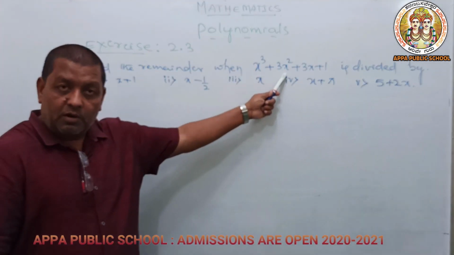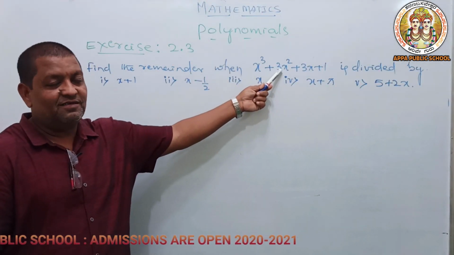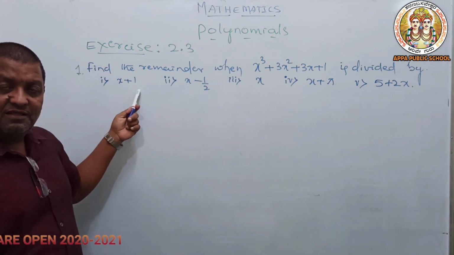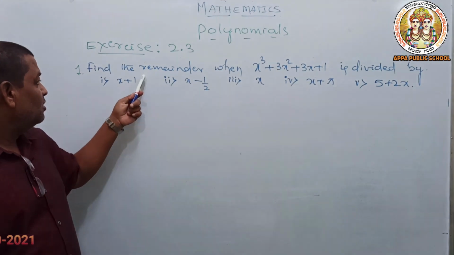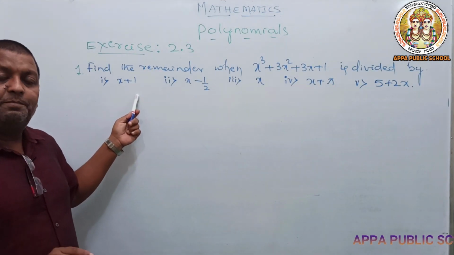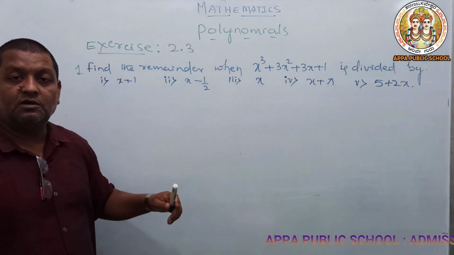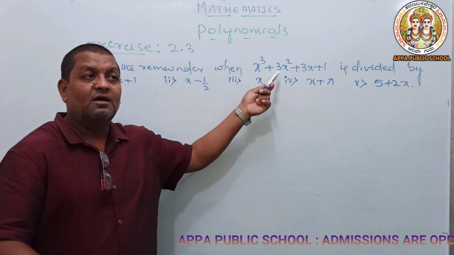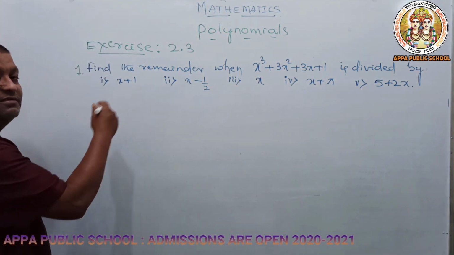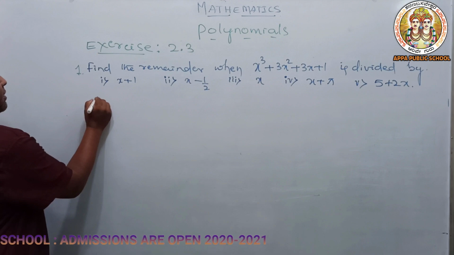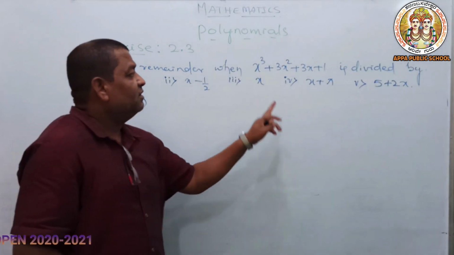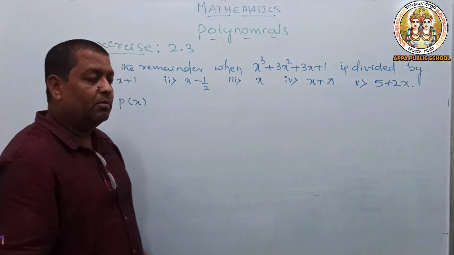If p of x is a polynomial, then in this linear polynomial, the value of x we get, if you substitute it in the given polynomial, that becomes your remainder. Let me do one sum. Let, always polynomial in x. Why? Because the variable is x, then your polynomial is in x.